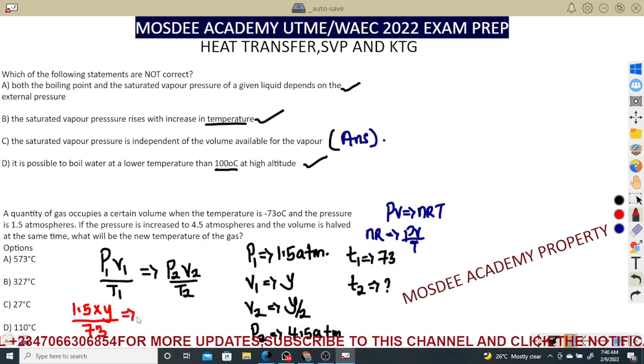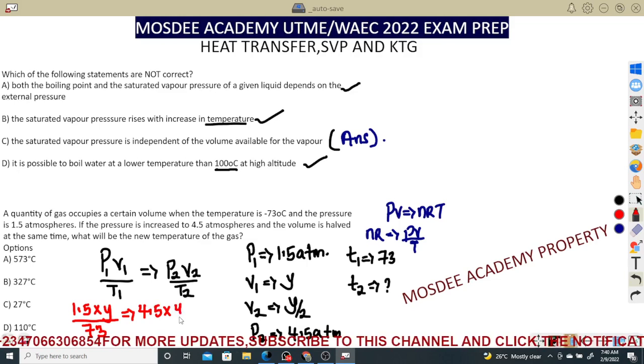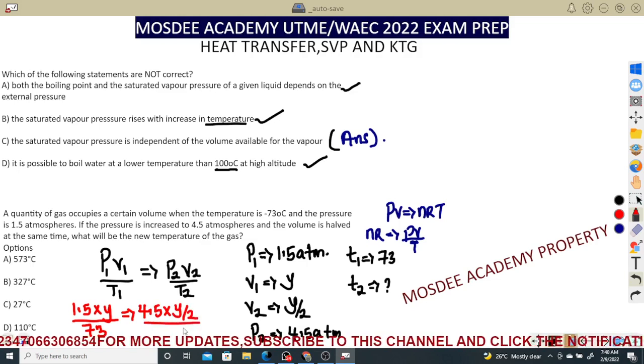Then T1 equals the first pressure. The second pressure is 4.5 times the volume, which has now reduced to V by 2, over what you are looking for. I'll call it capital letter T2.